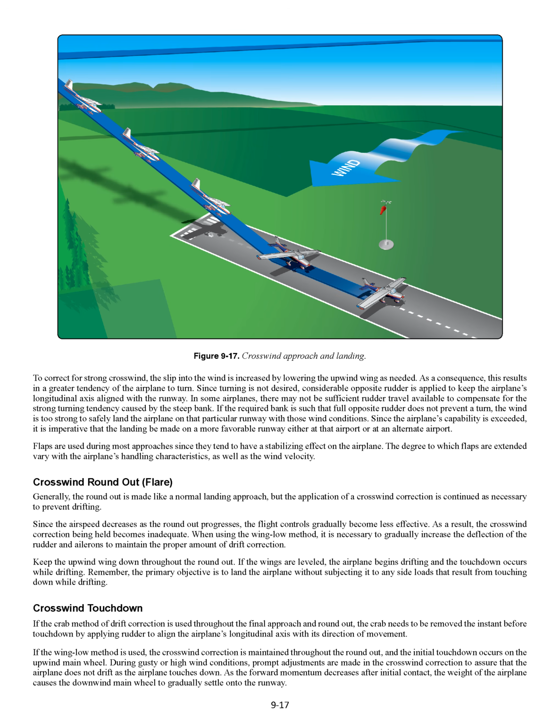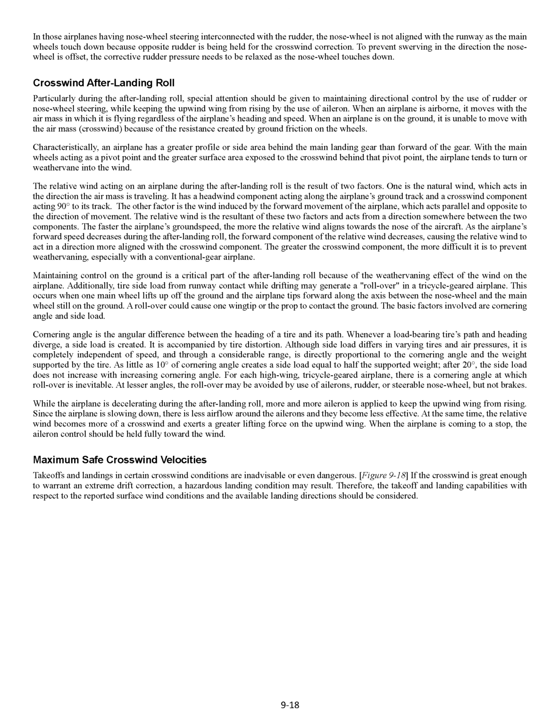As the forward momentum decreases after initial contact, the weight of the airplane causes the downwind main wheel to gradually settle onto the runway. In those airplanes having nose wheel steering interconnected with the rudder, the nose wheel is not aligned with the runway as the main wheels touch down because opposite rudder is being held for the crosswind correction. To prevent swerving in the direction the nose wheel is offset, the corrective rudder pressure needs to be relaxed as the nose wheel touches down.